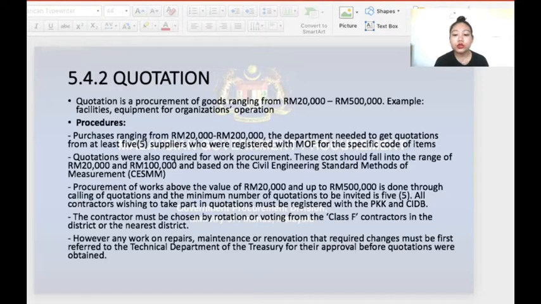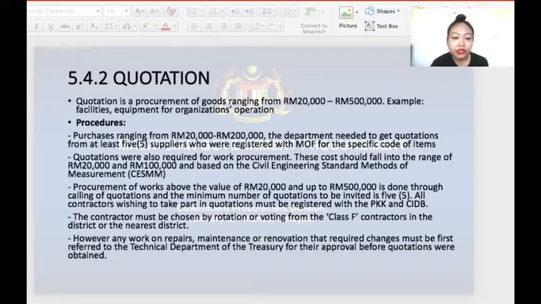This cost should fall into the range of 20,000 ringgit and 100,000 ringgit, and be based on the Civil Engineering Standard Methods of Measurement, or CESMM. Procurement of works above the value of 20,000 ringgit and up to 500,000 ringgit is done through calling of quotations, and the minimum number of quotations to be invited is only 5. All contractors wishing to take part in quotations must be registered with the PKK and CIDB. I've mentioned this earlier on.